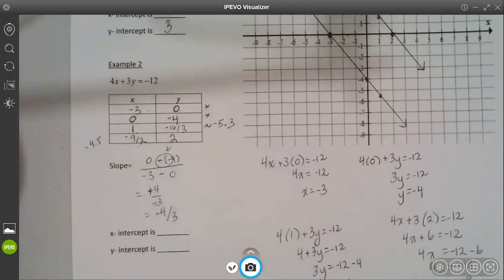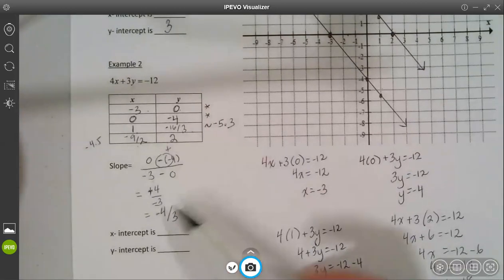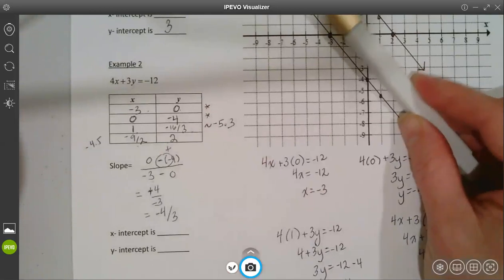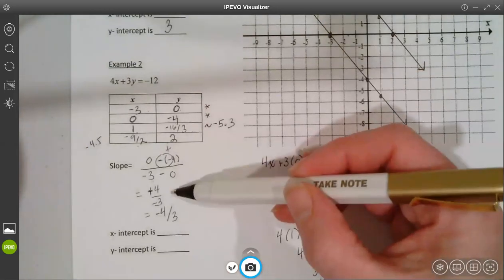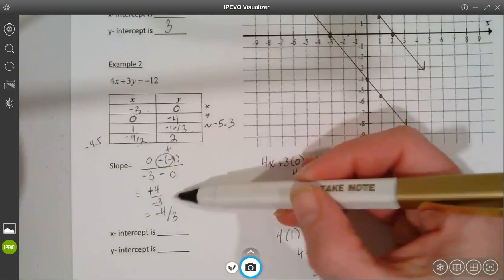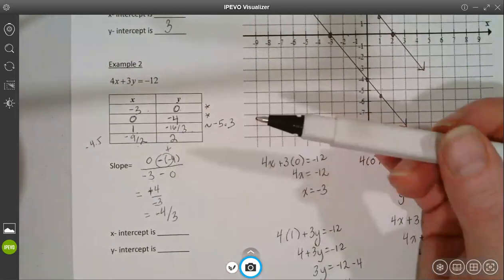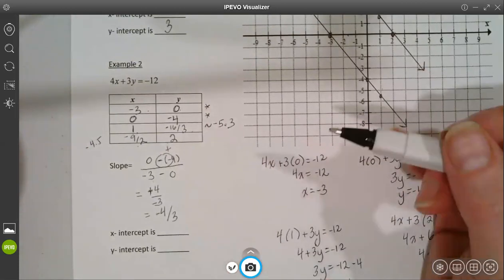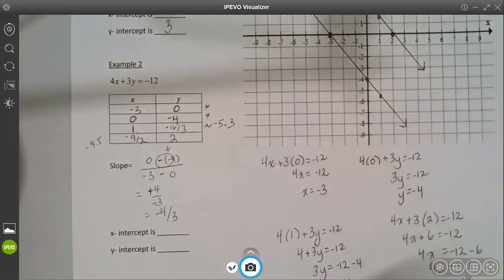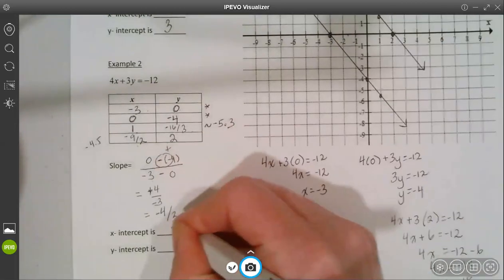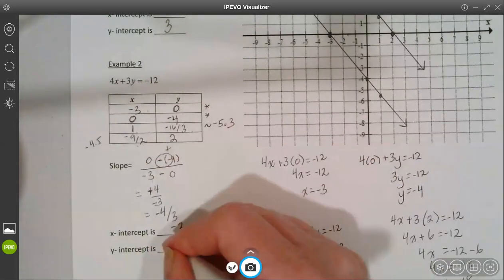So as I go along, I want to be double checking my work, because the fact is, when I look at my line, this slope goes down. So it has to be a negative slope. So if I end up with a positive answer here, I know I need to check my work. Somewhere or other, I've made a mistake. So as you're going along, check your work. Ask yourself those questions. Does this make sense? And the last thing we need to do now is to identify our x-intercept, which is at negative 3, and our y-intercept at negative 4.